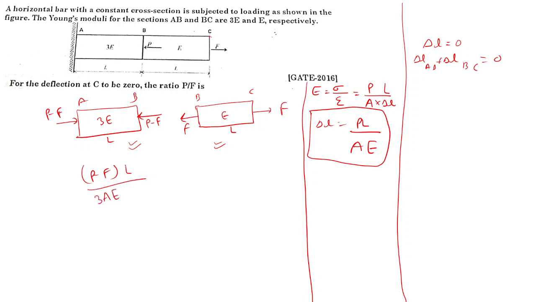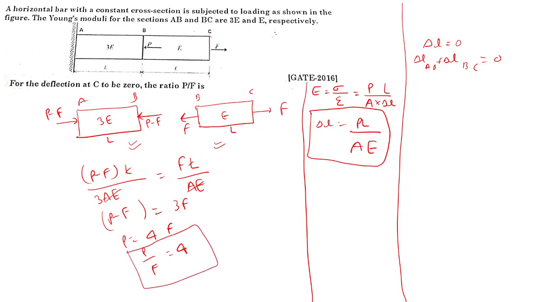Okay. And this should be equal to this part, FL by AE. So L and L will get cancelled and AE will get cancelled. P minus F would be equal to 3F. So P would be equal to 4F, and what we have to find is P by F. So P by F would be 4.